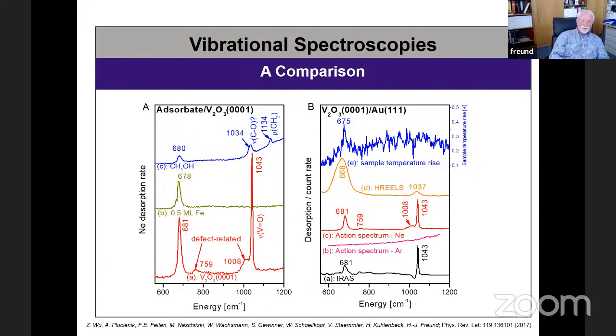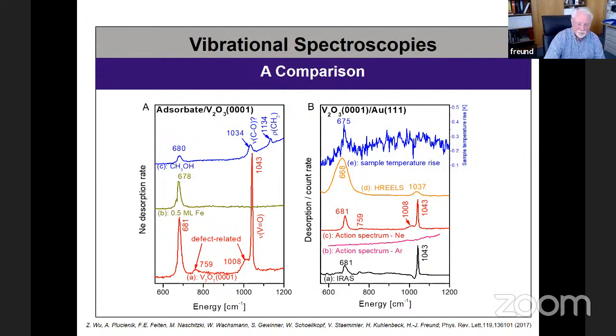And so the most important part here is that if you want to do messenger action spectroscopy, you go to the lightest messenger that you can get, which is helium, which needs a sample holder which can appropriately be operated at one or two Kelvin to do the measurement properly.